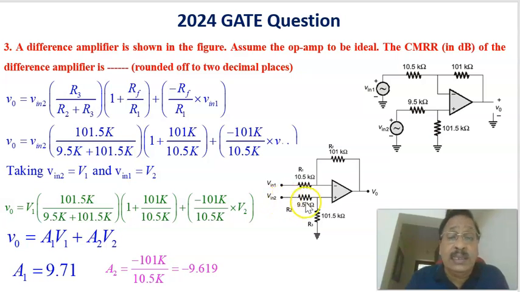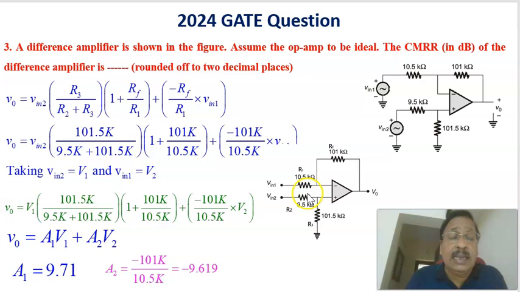When Vi2 is present, the voltage at this point, that is the non-inverting point, is given by Vi2 divided by this resistance, that is R2 plus R3, into this R3, that is Vi2 into R3 divided by R2 plus R3. That is the voltage at V plus. Therefore, that is a non-inverting amplifier. Therefore, the gain is equal to 1 plus RF by R1 times this voltage. Therefore, this is the voltage because of Vi2, the voltage at the output is given by this.